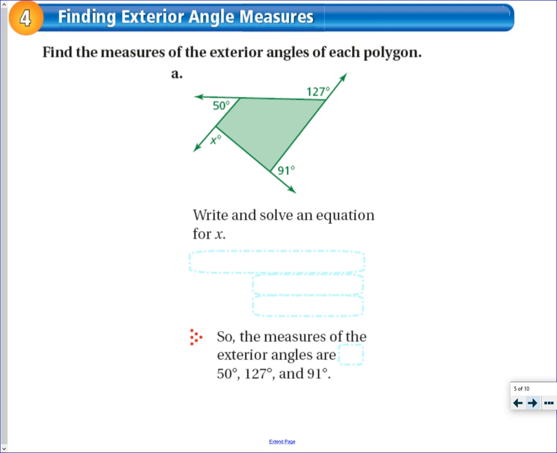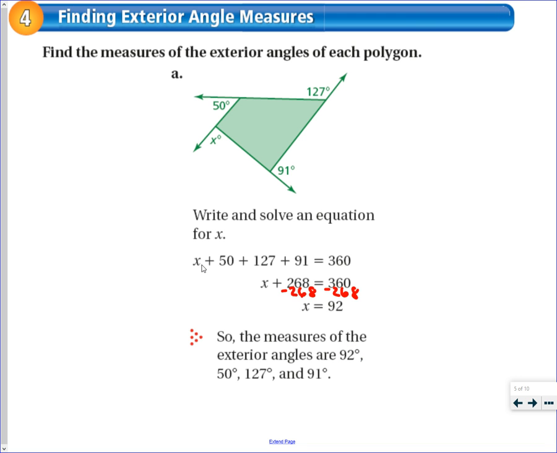In this, I want to write an equation. I've got a quadrilateral, 4 angles, 4 sides. If I would add up all of those angles on the exterior, the x and the 50 and the 127 and the 91, I would add them all up. It equals 360. So I've already crunched all those numbers. 50 plus 127 plus 91 is really 268. So then I would subtract the 268 from both sides. And that would leave me with x being equal to 92. So the measures of those exterior angles, I had the 50, I had the 127, I had the 91, and the missing angle there was 92 degrees.